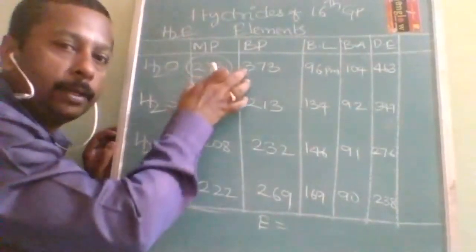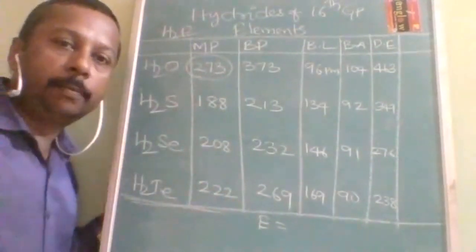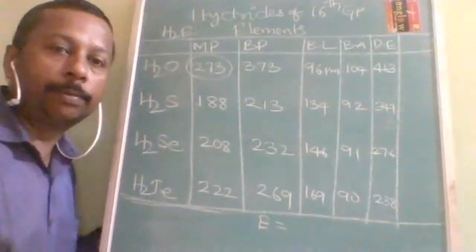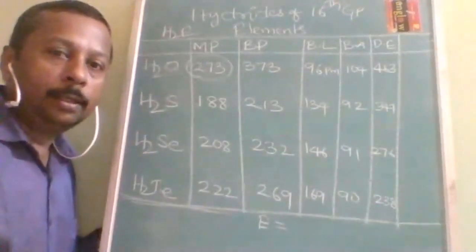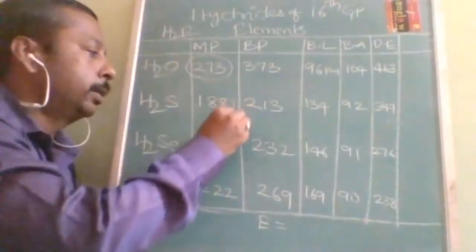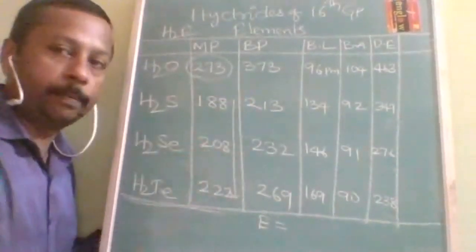Normally the melting point of any compound increases down the group due to increase in mass. That was the logic, and it is followed also here. Here it is followed from here to here. See, 188, 208, 222.